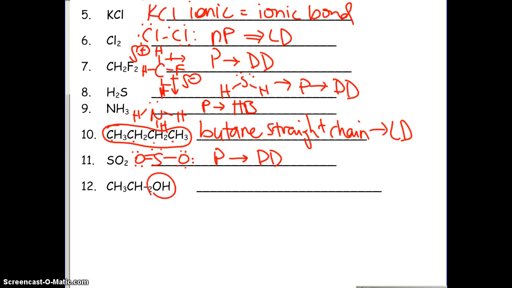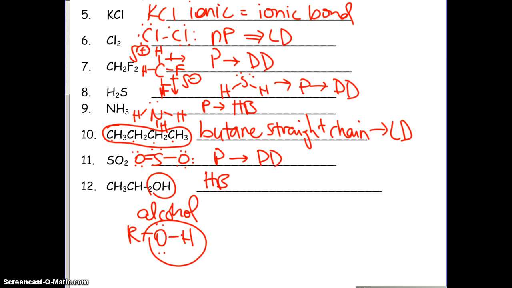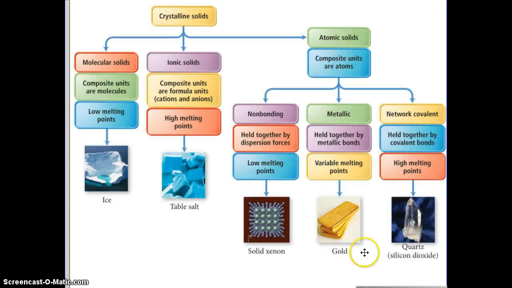Last bit here, we've got an alcohol group. An alcohol has an O singly bonded to an H. This bit here is able to hydrogen bond. So that is the main force there. So all of these contain London dispersion. However, the most significant one is the one that we have named.